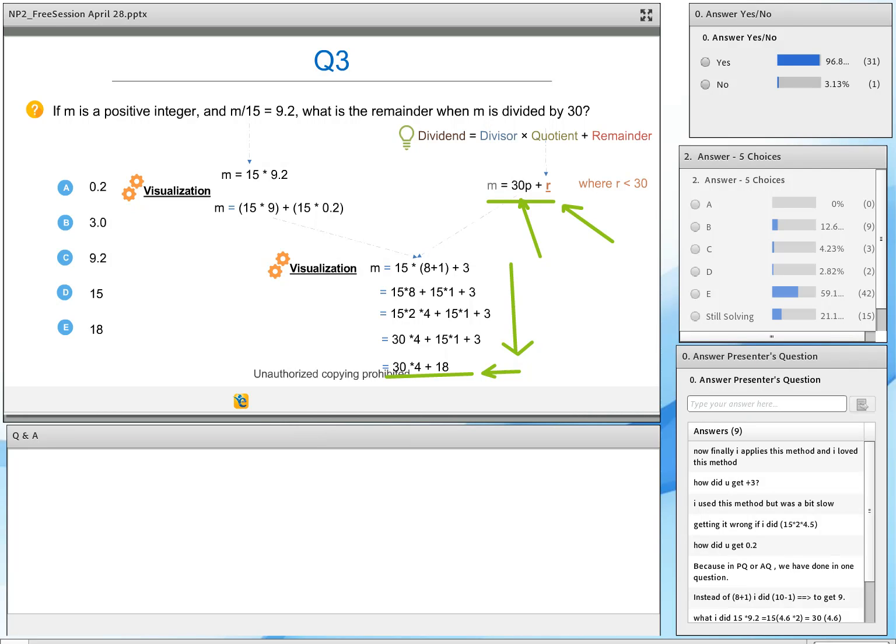How did I get to plus 3? Plus 3 is coming from here, 15 into point 0.2. That's 3. And 15 into 9, 15 into 8 plus 1 is simply a simplification of 9.